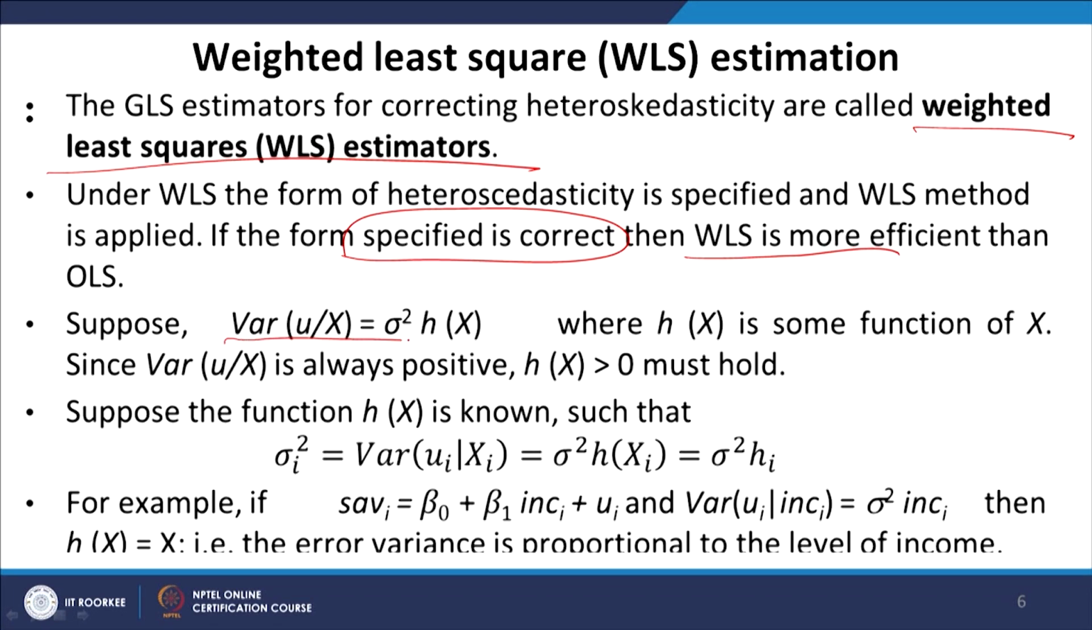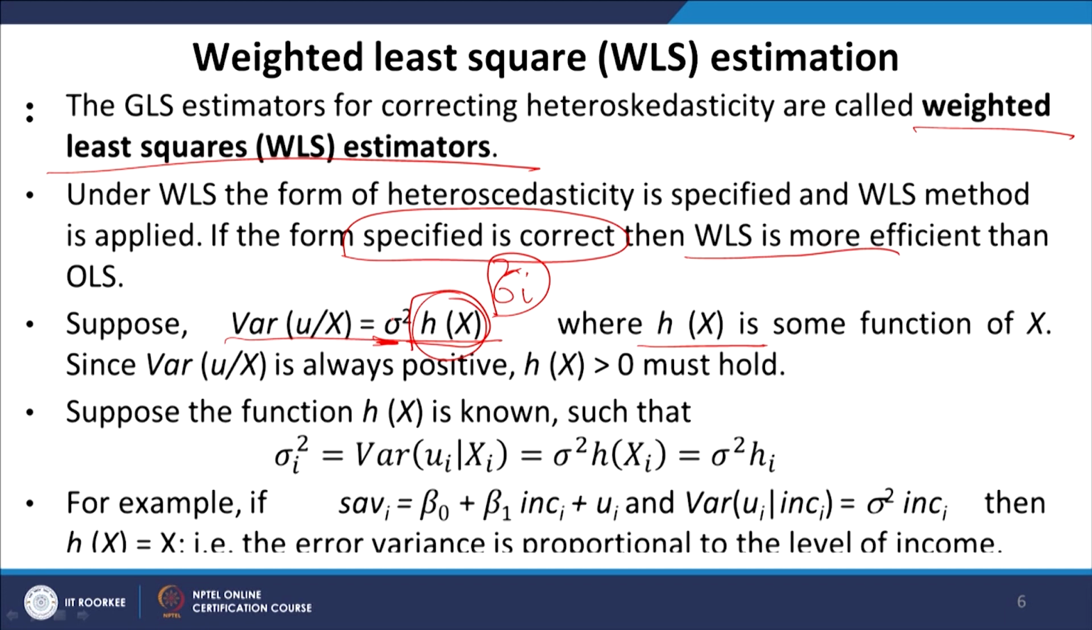Suppose variance of u given x is equal to sigma square h(x), where h(x) is some function of x. So, instead of writing sigma i square, I am now specifying the functional form, and in that form we have a constant component, which is sigma square, and a component which depends on the independent variables, which is given by h(x). Again, I am still not specifying the functional form of the independent variables. It is just that sigma i square has been segregated by taking out a constant component denoted by sigma square and leaving the rest as dependent on the independent variables.